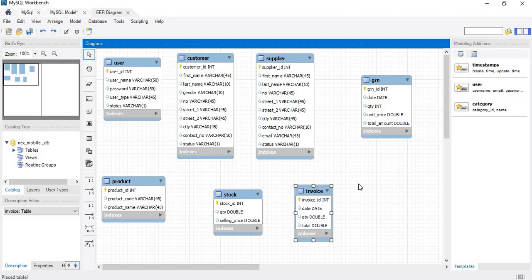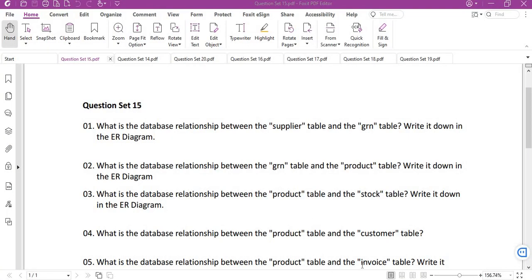Whereas the good receive note, if there is a supplier called Mohammed and a different supplier called John, I can give the same good receive note to both of the suppliers. So here's a one-to-many relationship. The one side is supplier and the many side is good receive note. So I will create a non-identifying relationship between good receive note and supplier. So the first relationship has been created. We will move on to the next requirement.